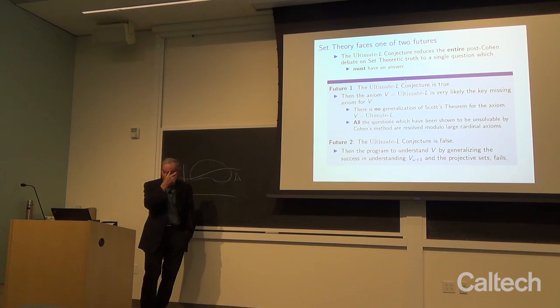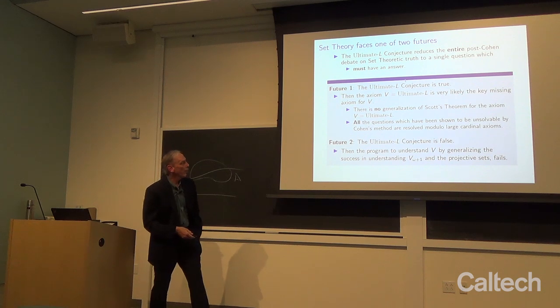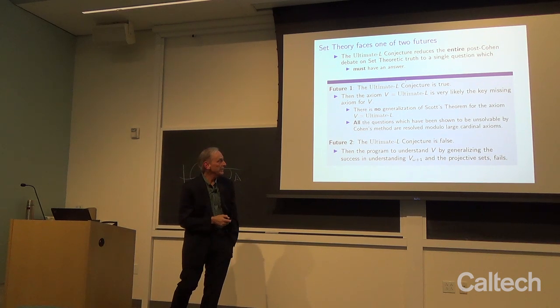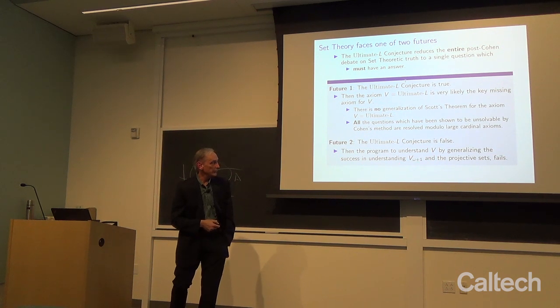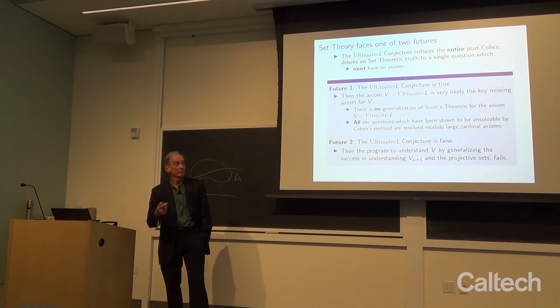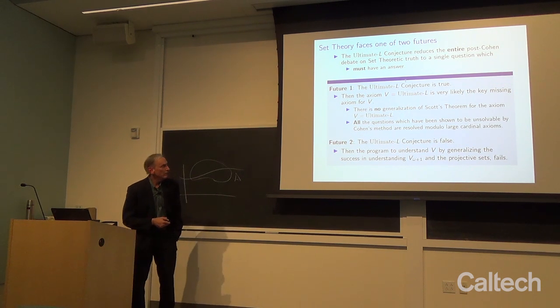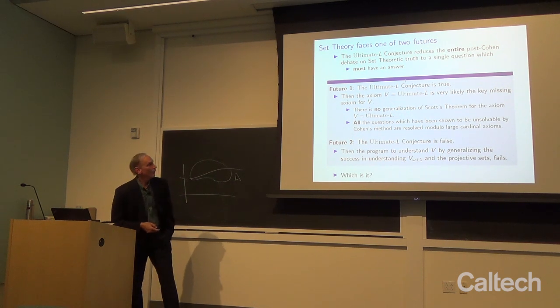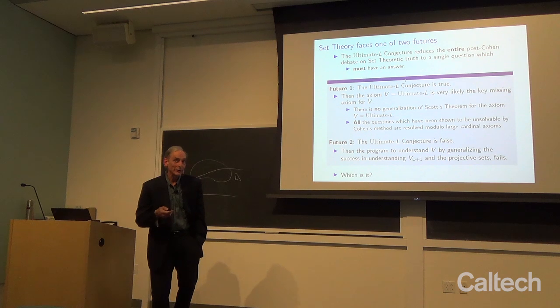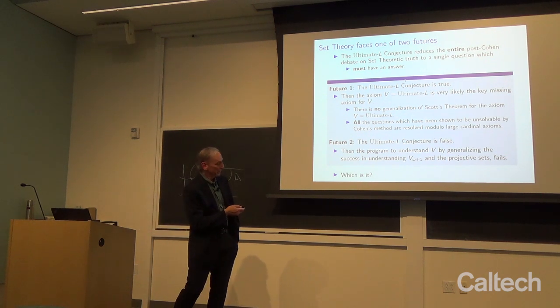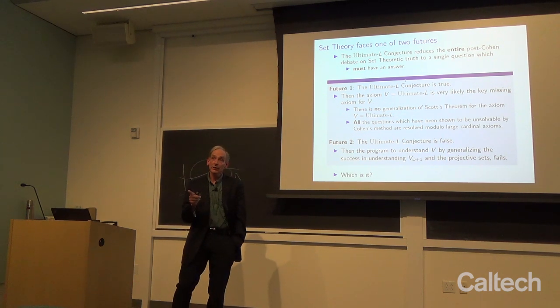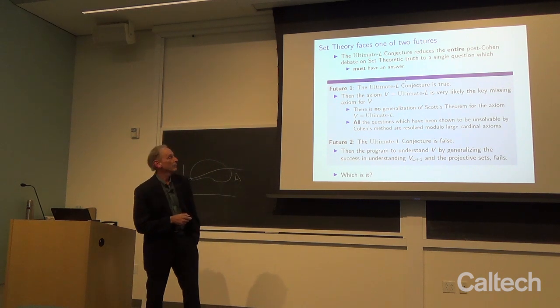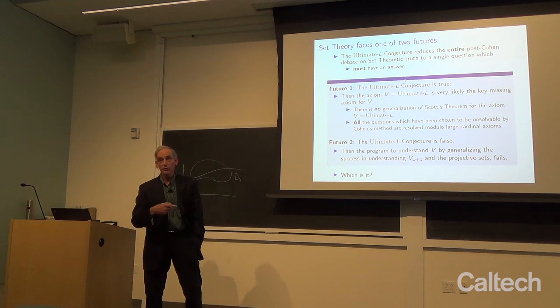Future two is the ultimate L conjecture is false. Well, then the whole program to understanding V by generalizing the success we had in understanding V omega plus 1 in the projective sets fails. It's back to square one. So which is it? Now, I realize I have to show a picture. And to me, I really think set theory is at a critical crossroads. And we have to resolve this conjecture, and the future will be very different.